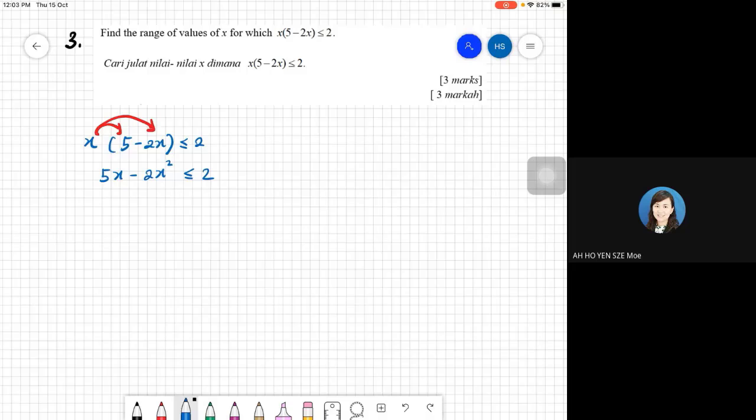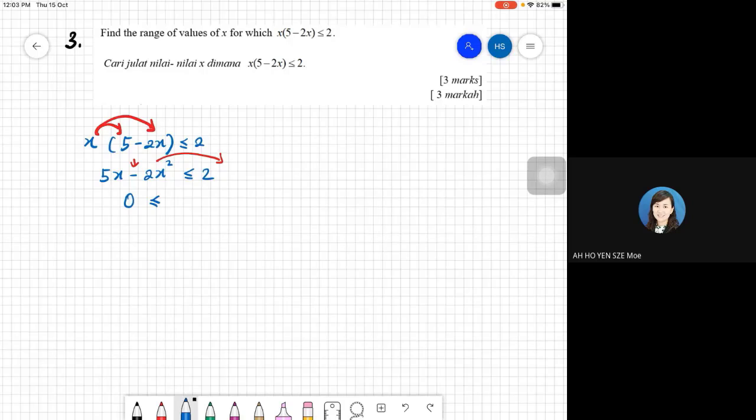Always make it positive first. Since here is negative, I make it positive. I move it first, so I don't get confused with the negative sign. I want to make sure my x squared is always positive. So I leave 0 here, and copy back the sign of inequality first.